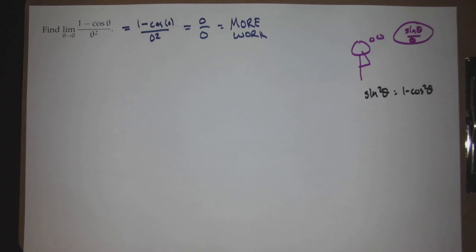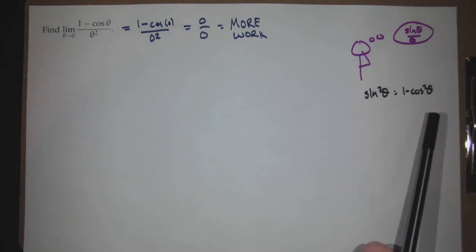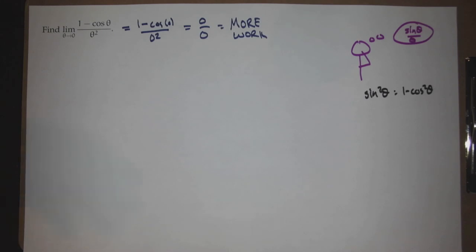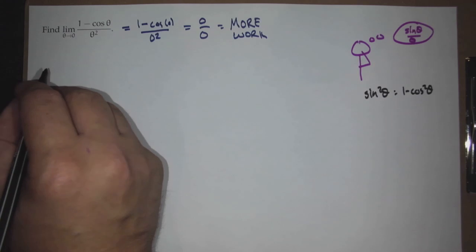Oh. Is there a way to make 1 minus cosine look like 1 minus cosine squared? I see. Multiplied by the conjugate. What? The conjugate can be used for more than square roots? I know. It's like double featured, right? Extra bonus.